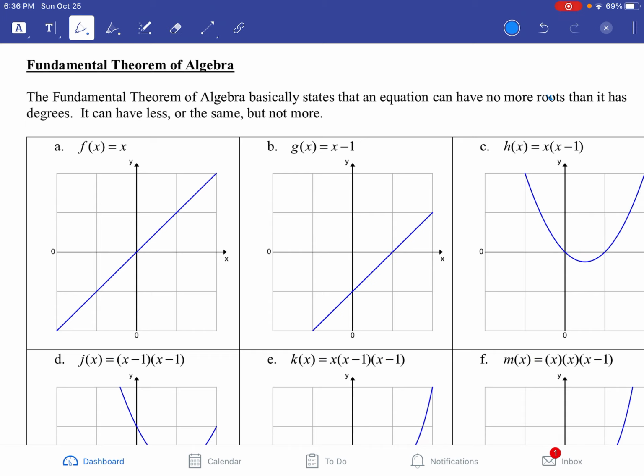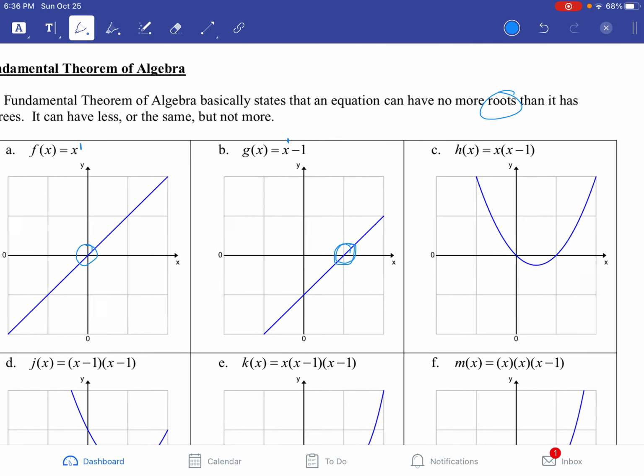Basically what this is saying is that based on your degrees, the graph can cross the x-axis that many times as your degrees or less, but never more. Our degree here is 1, and our graph crosses the x-axis once. That works. Here, our degree is 1, and the graph crosses the x-axis in one spot.